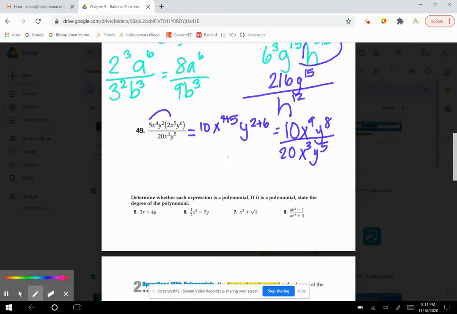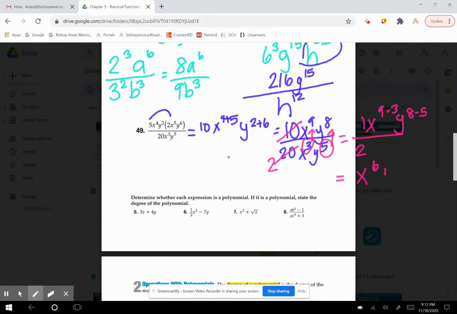Now we have to reduce everything. Move the smaller one. So the 3 is going to move up, and actually the 5 is going to move up too. So 10 divided by 20 is 1 over 2. X to the 9 minus 3 and y to the 8 minus 5. My answer is x to the 6th, y cubed over 2.